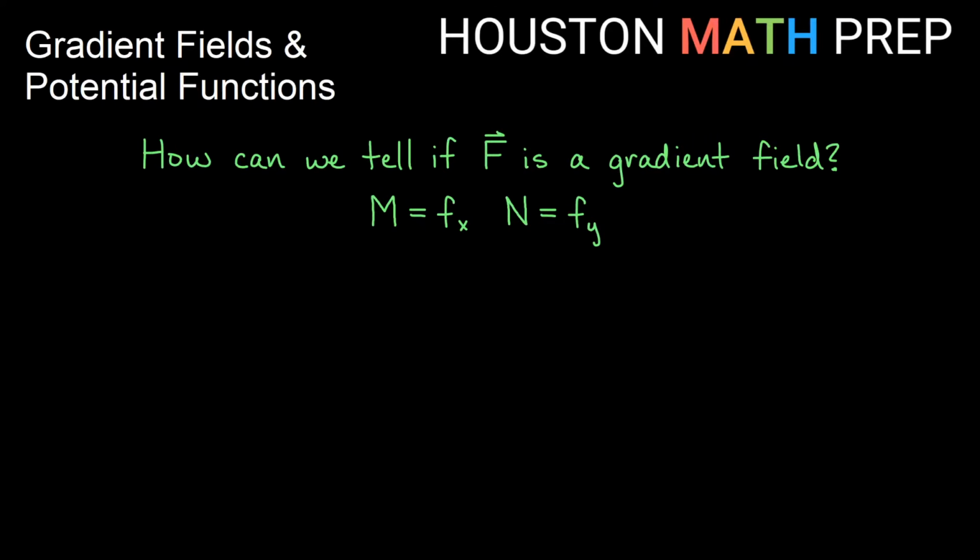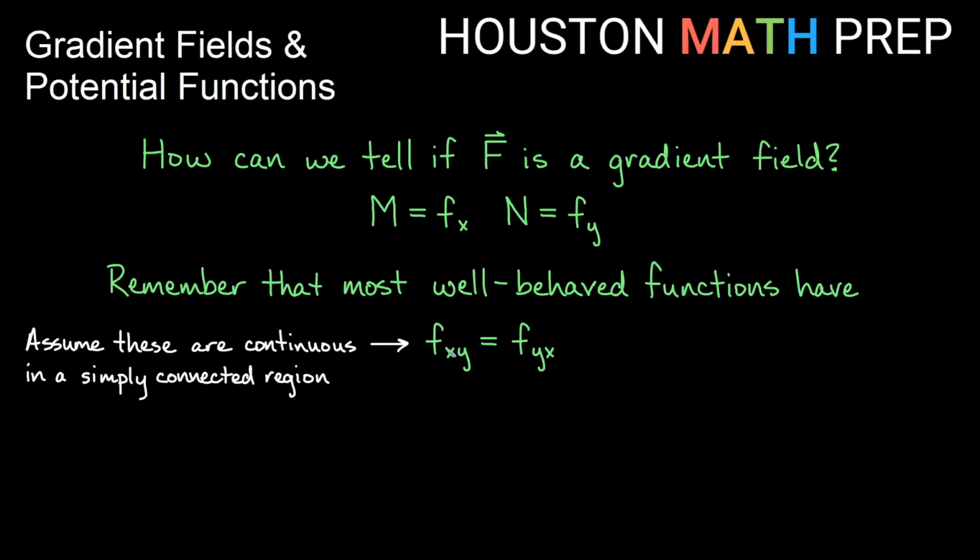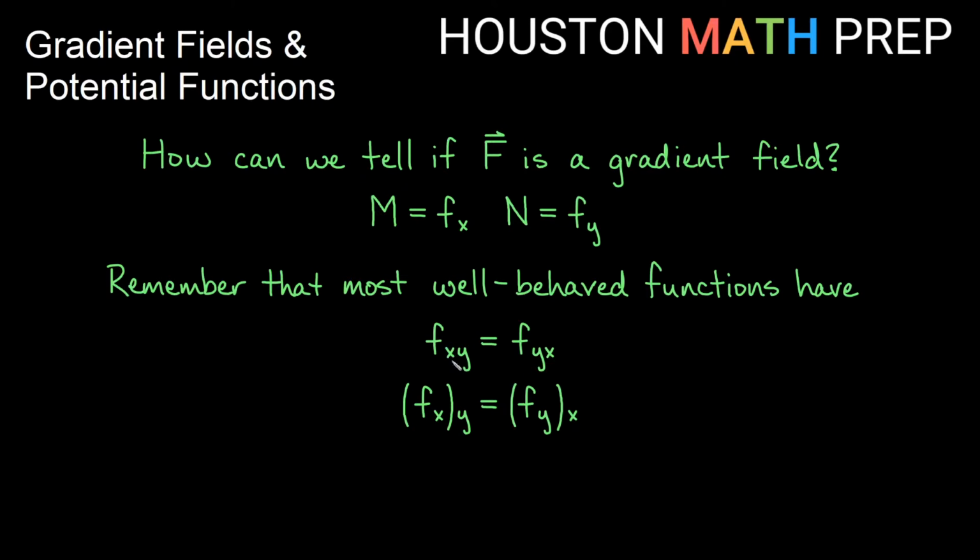And remember, what's true of most well-behaved functions is that their mixed partial second derivatives, fxy and fyx, should be equal. We assume that these are continuous and that the region is simply connected. Now remember, another way to think of these fxy and fyx would be the partial derivative with respect to x, then taken with respect to y. And this one over here is really the partial derivative with respect to y, then taken with respect to x, right? But now this fx we know, and fy should be m and n, right?